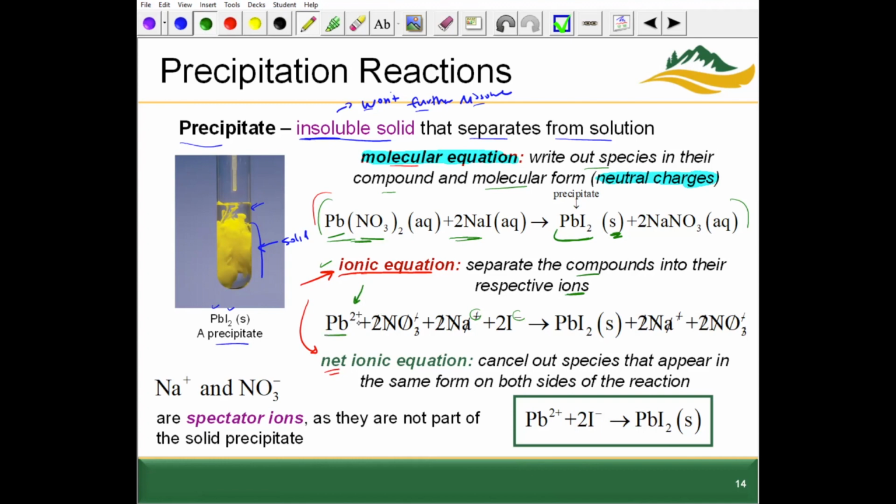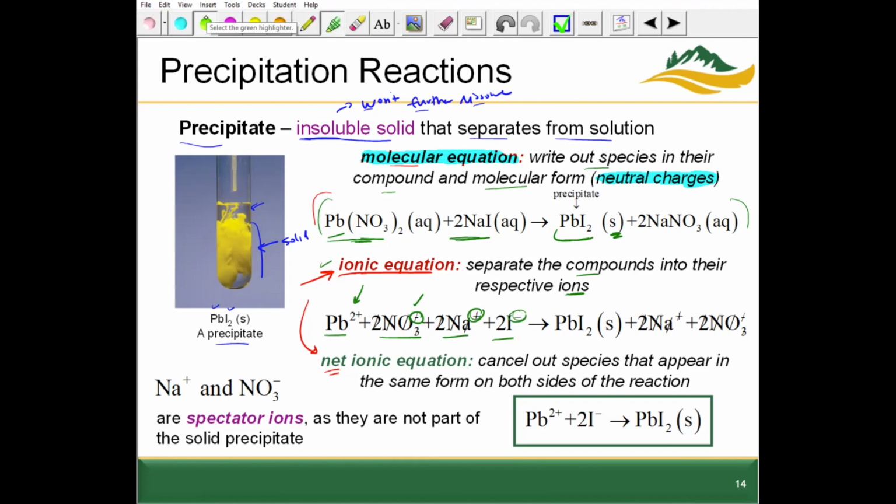Lead 2+, nitrate, this is a polyatomic ion with a -1 charge. It's going to be necessary that you're comfortable recognizing this. Sodium as an alkali metal forms +1 ions. Iodine as a halogen forms -1 ions. Okay, so from the placement on the periodic table and having those polyatomic ions memorized or handy, now we're going to write out each species in its respective ions.